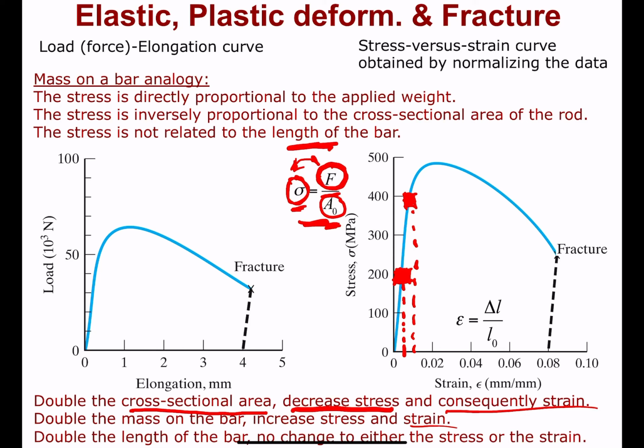Okay, and a final thought here. What about if we were to double the length of the bar? Well, we had the idea earlier that stress is not related to the length of the bar. So hopefully it makes sense to you that there's going to be no change to the stress. Okay, and because the delta L is a function of L naught, we're also expecting no change in the strain of that bar. Okay, so doubling the length of the bar will have no change to either the stress or the strain.